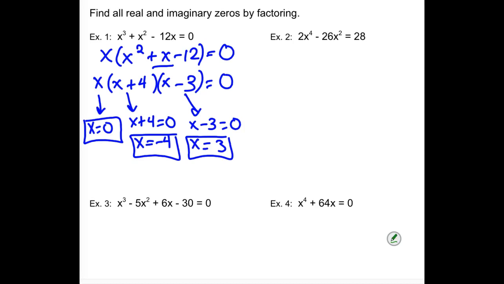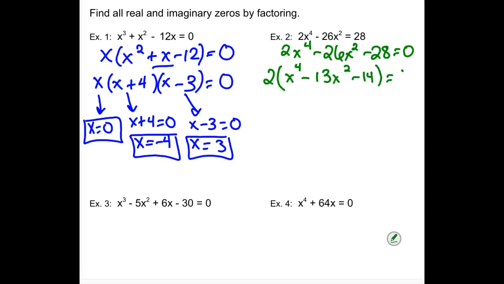Our second one, we do not have it solved where we have one side equal to 0, so that would be our first step. So we have 2x to the fourth minus 26x squared minus 28 would get us to a 0 on the other side. We then look through it and notice that there is a 2 that is a GCF of all of those. So if I factor the 2 out, I have x to the fourth minus 13x squared minus 14. Again, it's still equal to 0.